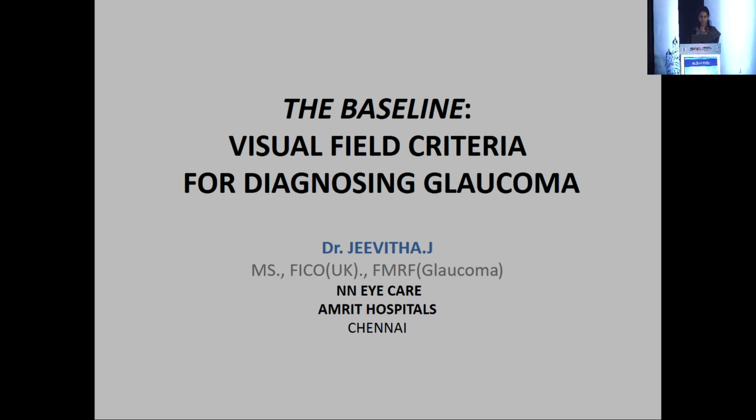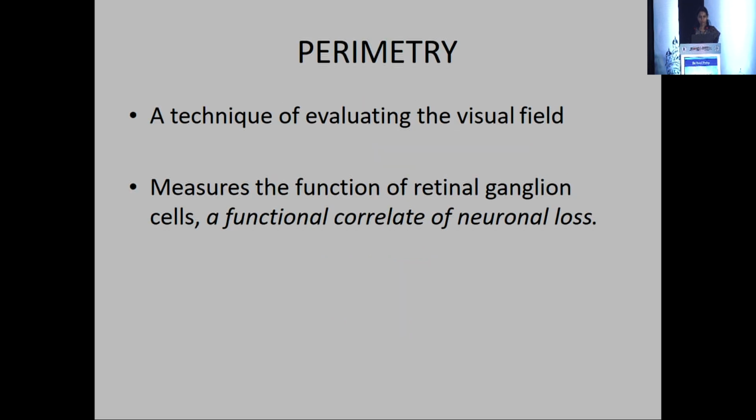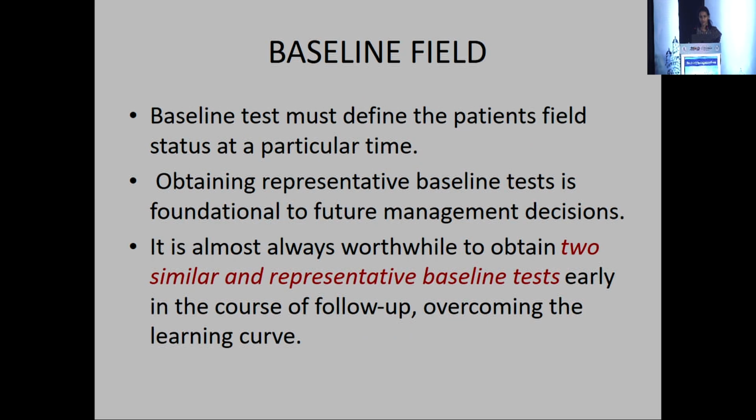Welcome you all to the field of glaucoma. So, perimetry is a technique of evaluating the visual field. It's a functional correlation of the neuronal loss associated with the disease. Baseline test is the test that defines the patient field status at a particular point of time, like at the beginning of the therapy or after major change in the treatment strategy or so on.